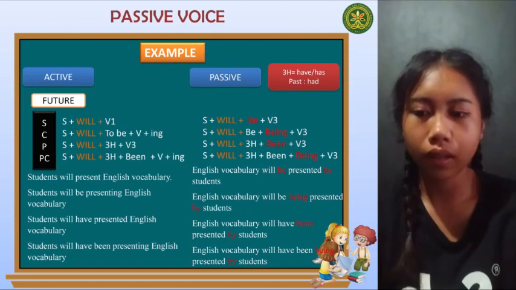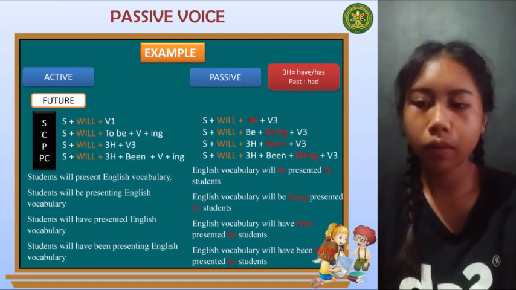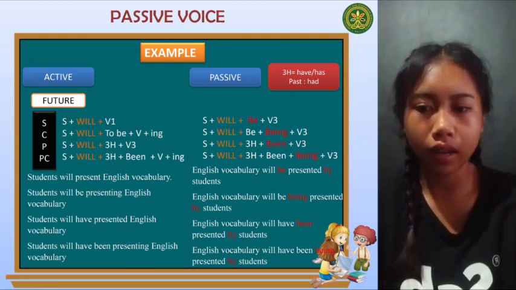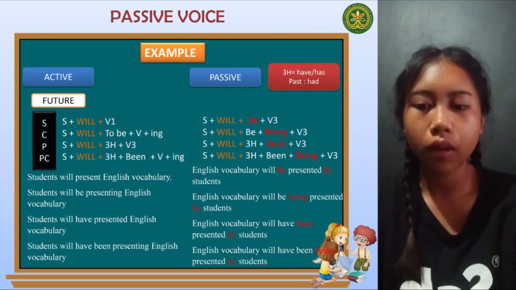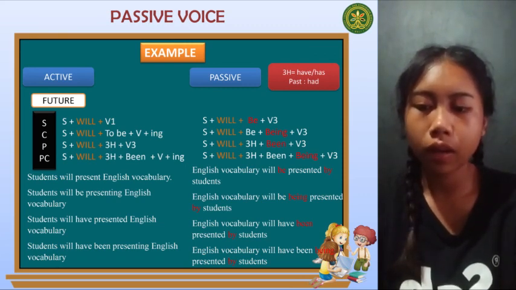Third example, active. Students will present English vocabulary. Students will be presenting English vocabulary. Students will have presented English vocabulary. Students will have been presenting English vocabulary. Passive. English vocabulary will be presented by students. English vocabulary will be being presented by students. English vocabulary will have been presented by students. English vocabulary will have been being presented by students.